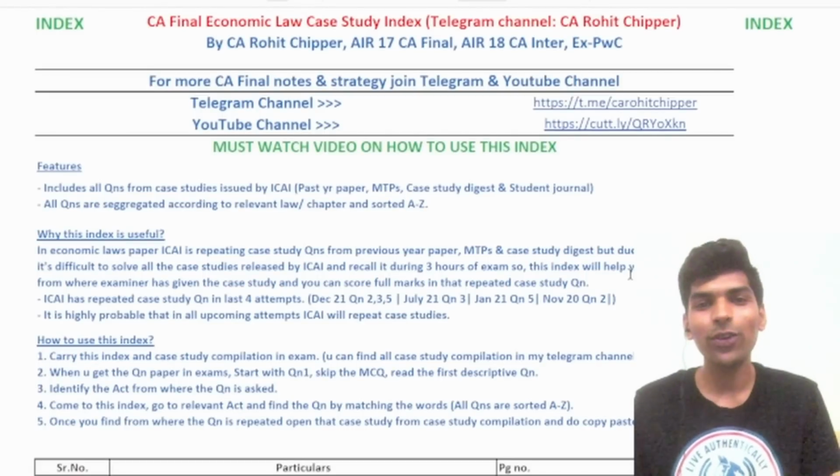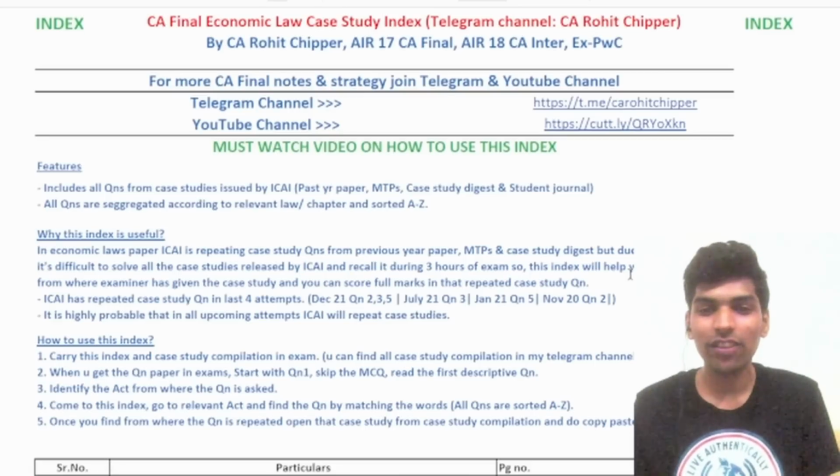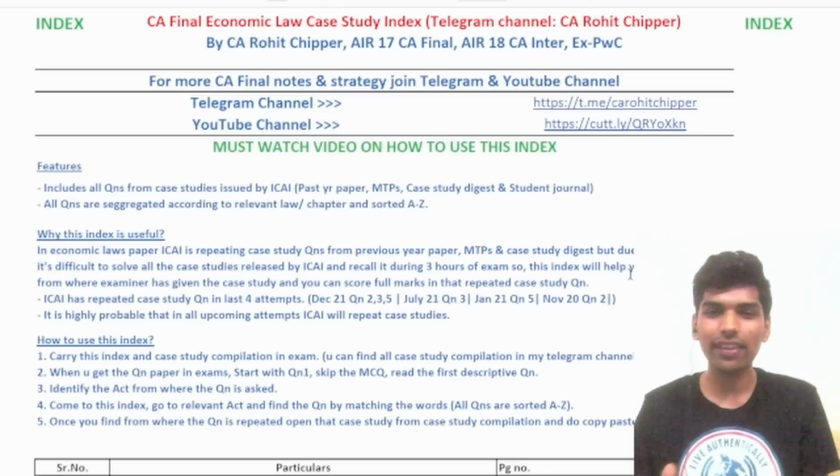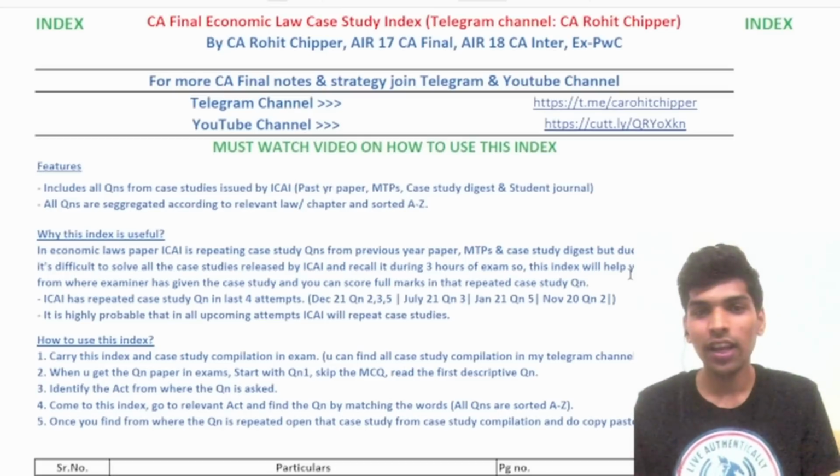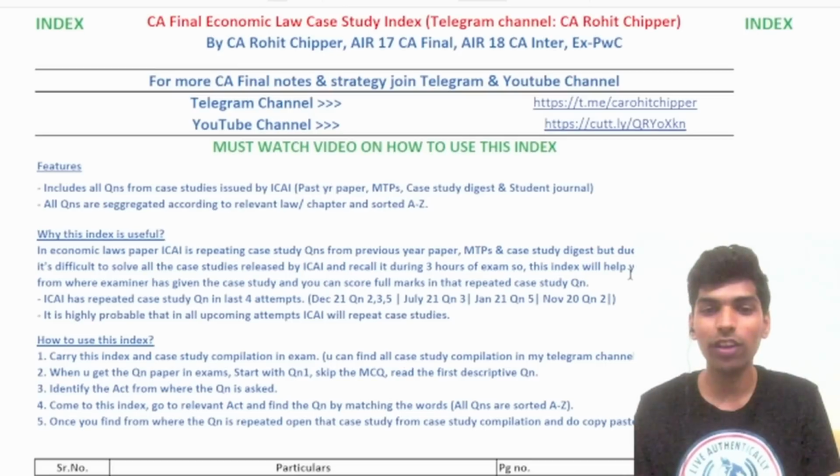Today I am sharing with you the Economic Law Case Study Index and the Economic Law Case Study compilation. I know I am a little late in sharing these resources, but this is not going to hamper your studies, because this index is something that you don't have to learn. You just have to understand this concept and how to use it in the exam. Once you solve 2 to 3 case studies using this index, you get a good grip over it and you can easily use it in the exam. So without wasting time, let's start this video.